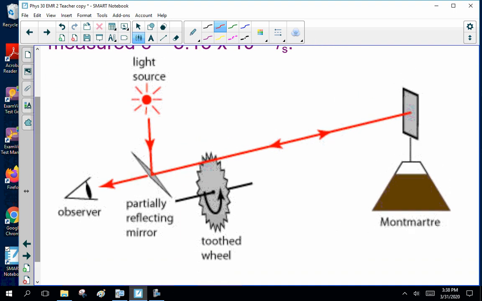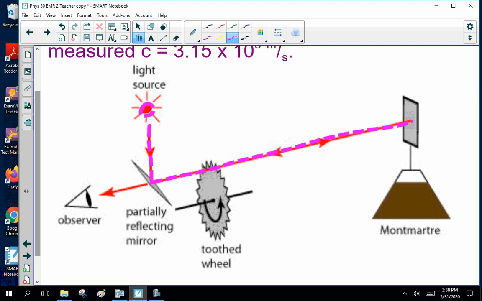Now, what he did here was use a light source and a mirror. Actually, I should color code this. Light source and a mirror. The light would go down, hit the mirror, go through a gap in the teeth, and hit a mountain. I forget how far away it was. You can Google this.